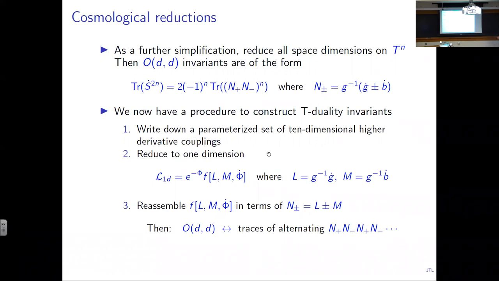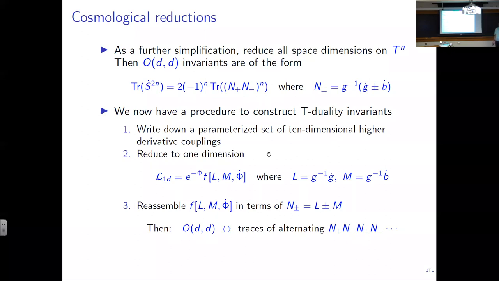Not everything is T-duality invariant, right? But the point is, now you impose O(d,d). And what I mean by imposing O(d,d) is to make sure only traces of alternating pluses and minuses are remaining. But you can't impose that, right? You get what you get from the reduction, except that what I'm proposing here is you use a parameterized set. You put in unknown parameters in 10 dimensions.